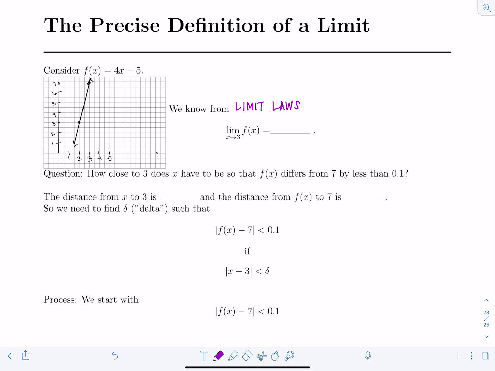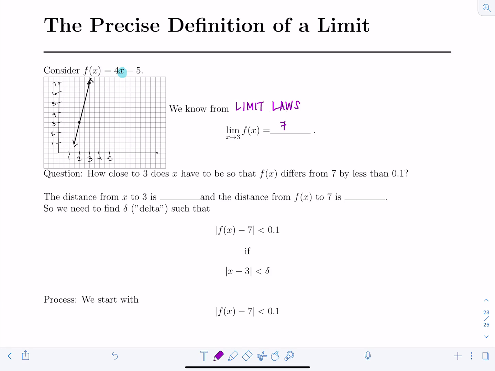Now, we know from the limit laws that if we want to find the limit as x approaches 3 of f of x, I can use the direct substitution property. So I can just substitute in 3 for x into the function and evaluate the limit. So 4 times 3, that's going to be 12 minus 5, and this limit's going to be 7.